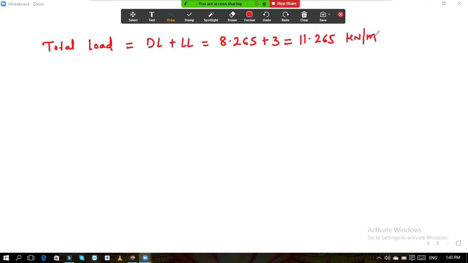Kilonewton per meter. So this is the total dead load, total load. Now calculate the factored load. So this is your W. Total load is nothing but your W, and factored load is WU, that is ultimate load or factored load. So it is 1.5 into 11.265. What is the answer? It is 16.89.